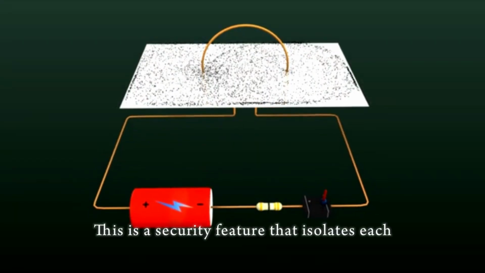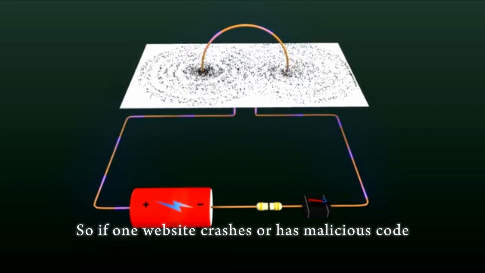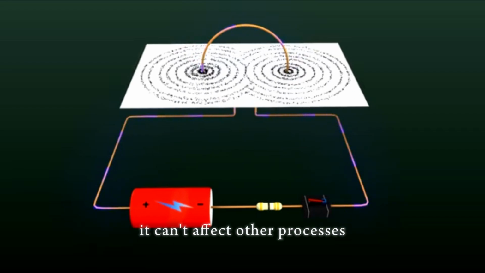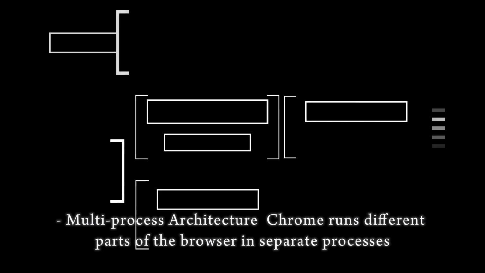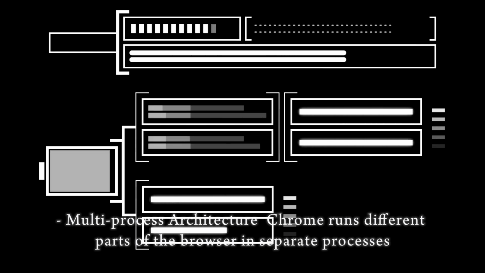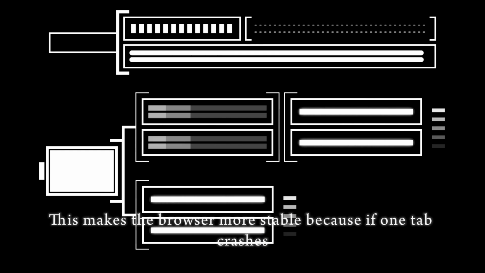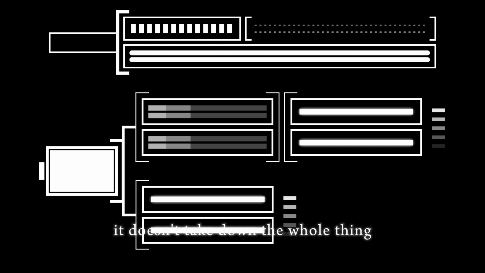Sandboxing. This is a security feature that isolates each Chrome process in its own memory space. So, if one website crashes or has malicious code, it can't affect other processes. Multi-process architecture. Chrome runs different parts of the browser in separate processes. For example, each tab is its own process. This makes the browser more stable because if one tab crashes, it doesn't take down the whole thing.